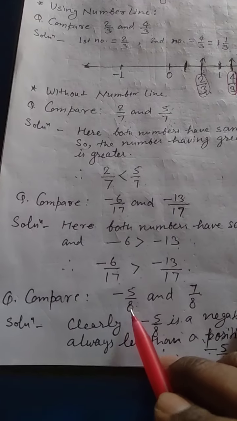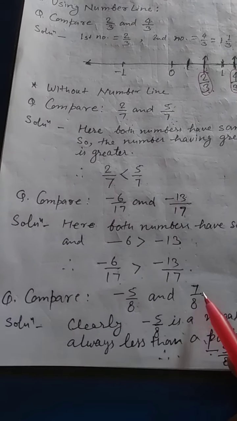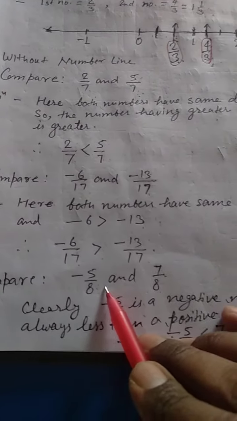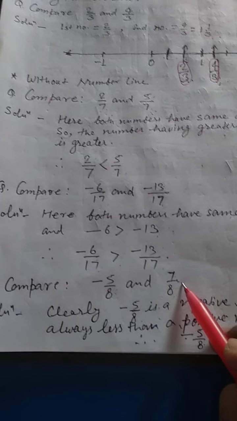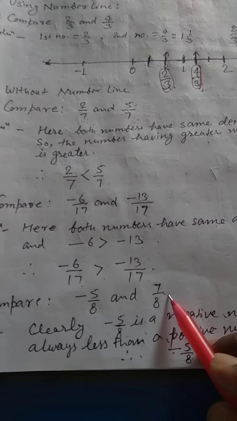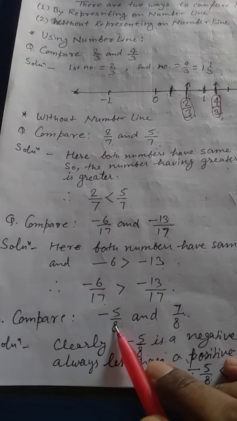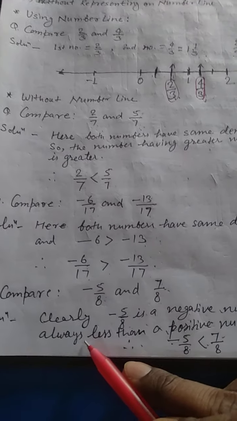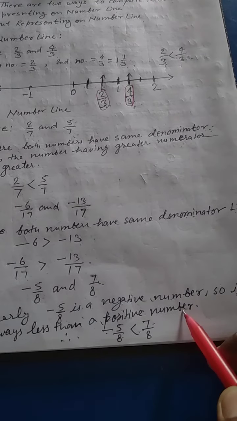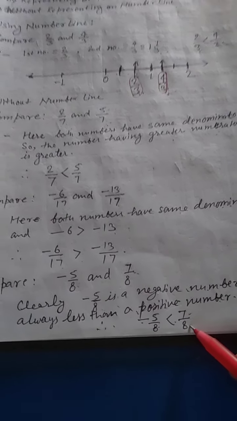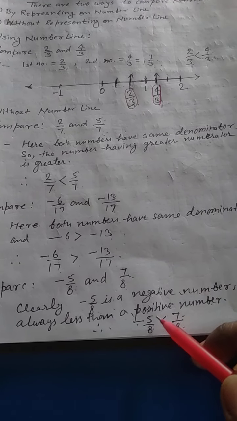Now once again, compare minus 5 by 8 and 7 by 8. Here clearly the first number is negative and the second number is positive. If there are two numbers in which one is negative and one is positive, you can easily say that the positive number is greater than the negative number. Clearly minus 5 by 8 is a negative number, so it is always less than a positive number. So you can say that minus 5 by 8 is less than 7 by 8, or 7 by 8 is greater than minus 5 by 8.